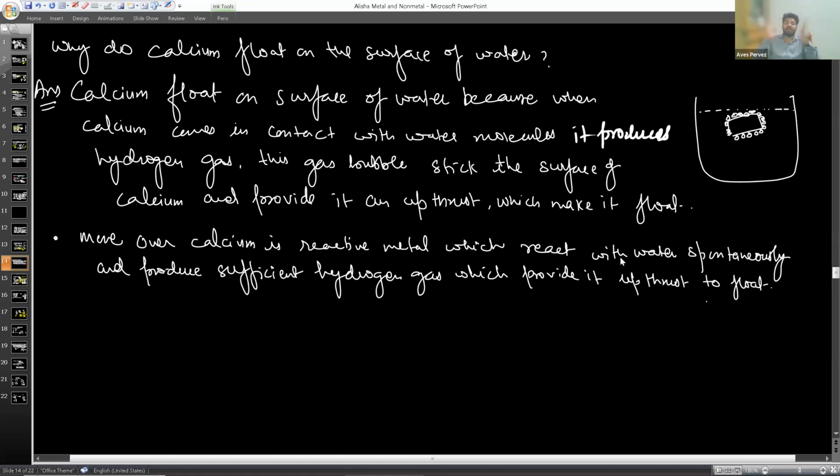Moreover, calcium is very reactive. Unlike magnesium, which has a mass of 24, calcium has a mass of 40, but still the magnesium does not come to the surface. It is lighter and should float, but the heavier metal, calcium, can float. Why? Because calcium is producing enough hydrogen to make it float. So calcium is a reactive metal which reacts with water spontaneously and produces sufficient hydrogen gas, which provides upthrust to float. Just memorize this one fast.